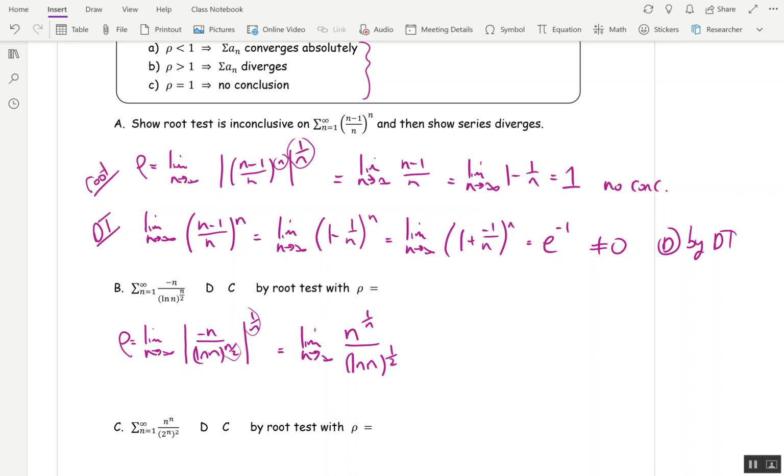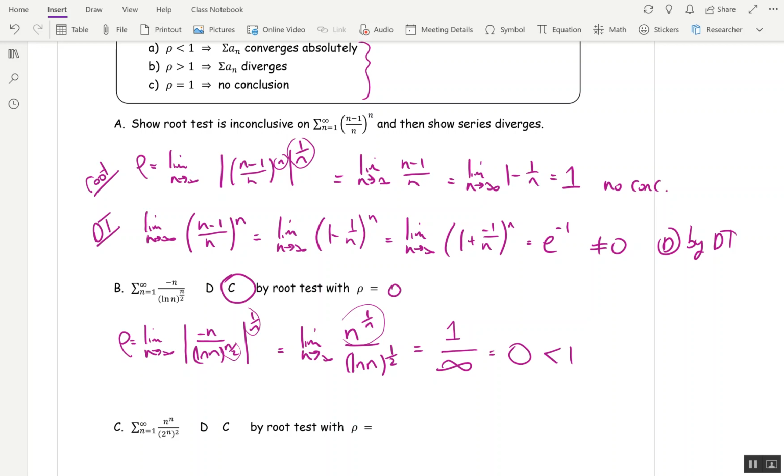Okay. The limit as n goes to infinity of n to the 1 over n is indeterminate. It's infinity to the 0. But this is theorem 5 again. We know that limit is 1. And then the square root of ln, that's just going to go to infinity. So we get 0. 0 is less than 1, so our series converges by the root test with rho equals 0.